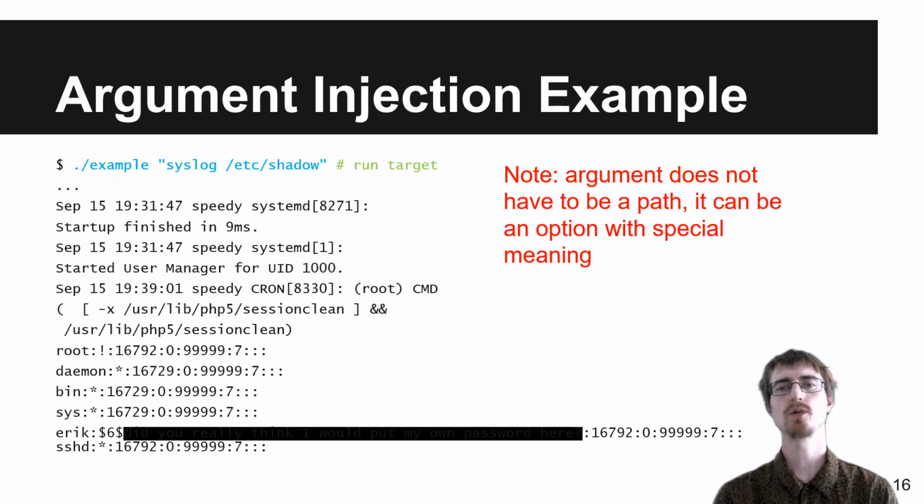So by the way, do note that the argument doesn't have to be an additional path. Many commands have interesting options that allow you to read files, to change files, or perhaps even to execute files, perhaps indirectly. So the argument that you add in argument injection doesn't have to be an additional file. It might just as well be an option with a special meaning. And this, again, could be used by the attacker to subvert a setuid program.